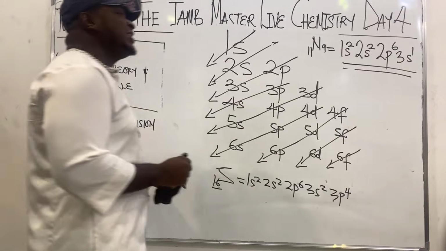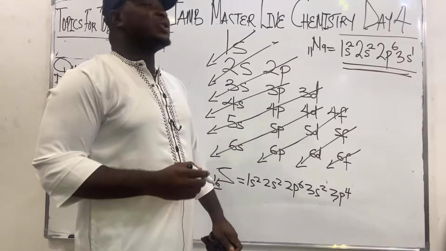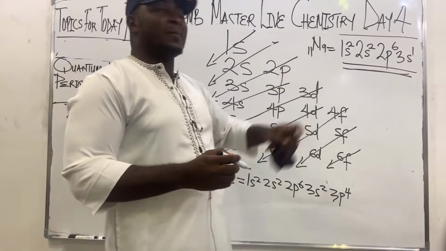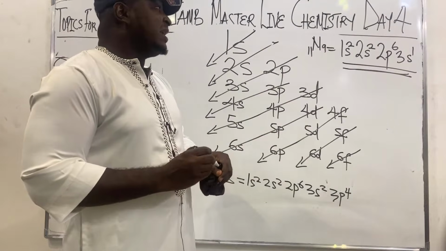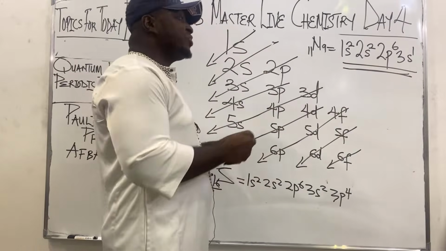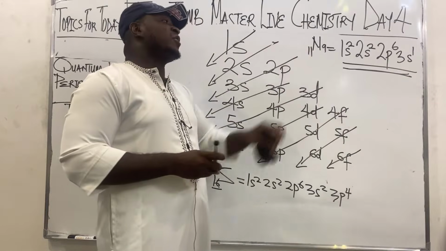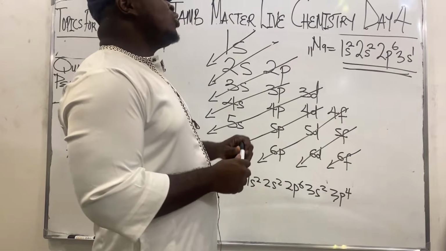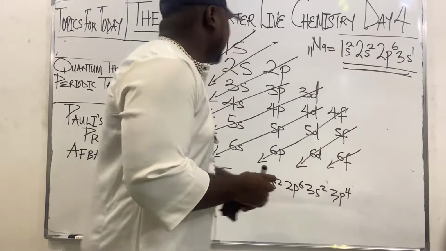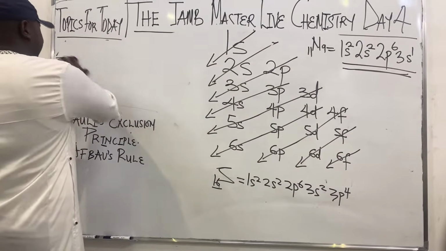Class, sometimes they can ask you to write the noble gas configuration. They can ask you to write the noble gas configuration for sodium. Even if this is 1s2, 2s2, 2p6, 3s1, you could be asked in the exam to write the noble gas configuration. What is the noble gas configuration for sodium? Class, you are going to ask yourself, what is the closest noble gas to sodium?